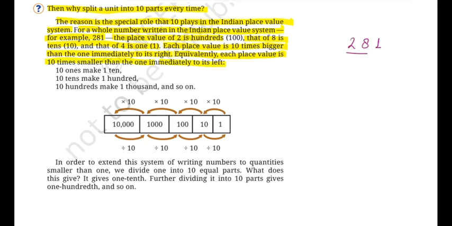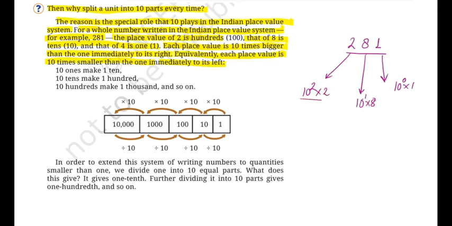So for example, if we consider the number 281, what is the place value of 1? It's at the unit place. So can we write it as 10 to the power of 0 times 1? Now for 8, it is at the tens place. So 10 to the power of 1 into 8. Expanded form में ऐसे ही तो लिखते हैं. And then for 2, we will write it as 10 to the power of 2 into 2.